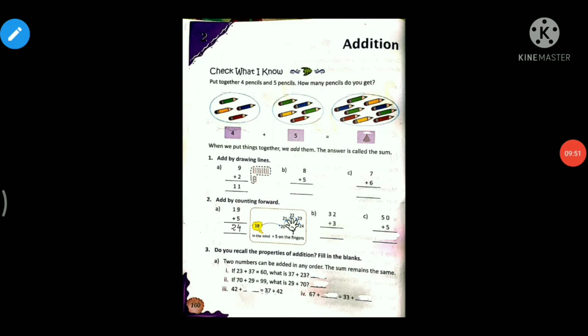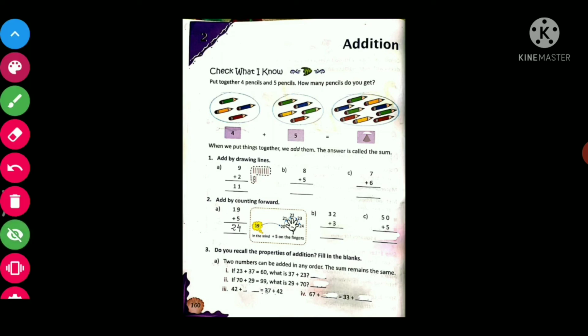Okay, now my dear students, see page number 160. Here check what I know, it is given. So you already know these things I already discussed. So here you have to do addition. Okay, so for your understanding, I am giving 1, 2 and 3 as your homework. Okay, you have to do this one in your book, and with pencil you have to write the answer.